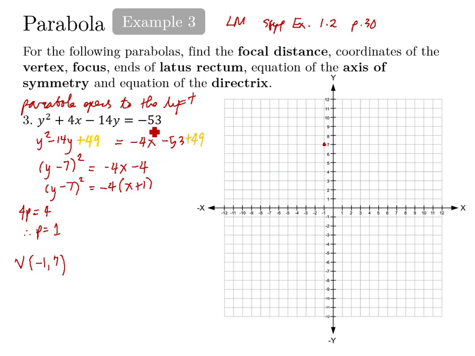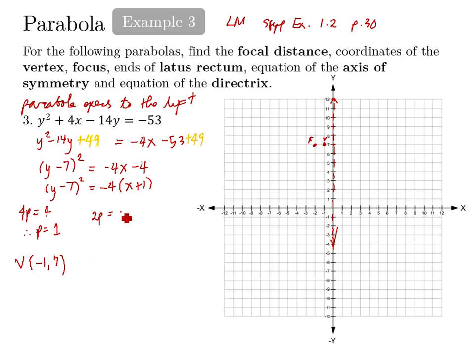And then, since our parabola opens to the left, we need to count 1 unit to the left to determine the focus. So this is your focus. This is your vertex. This is your focus. And then 1 unit to the right of the vertex to locate your directrix. So here is your directrix. So saan nakita yan? Directrix yan.